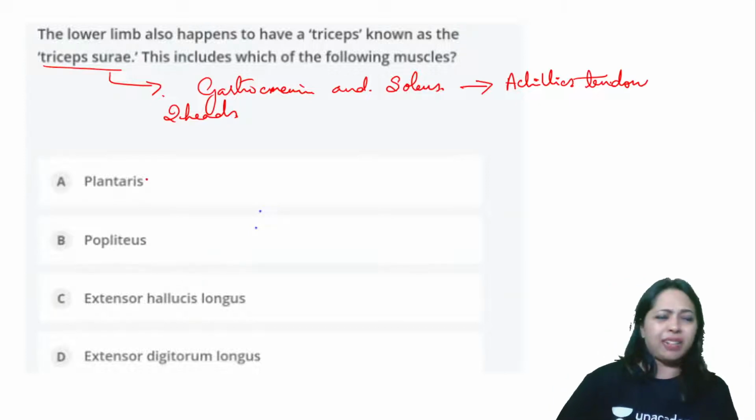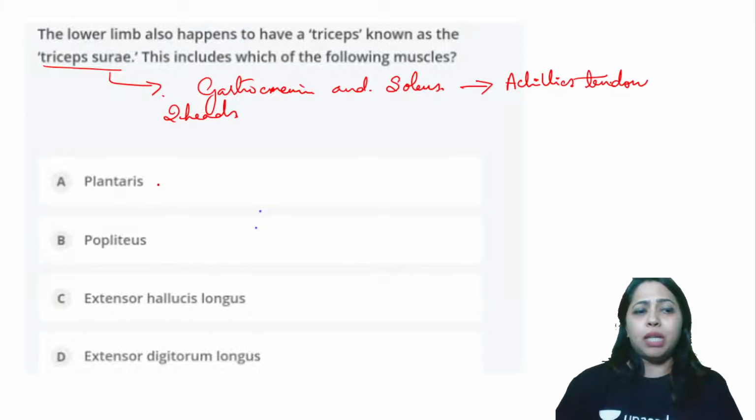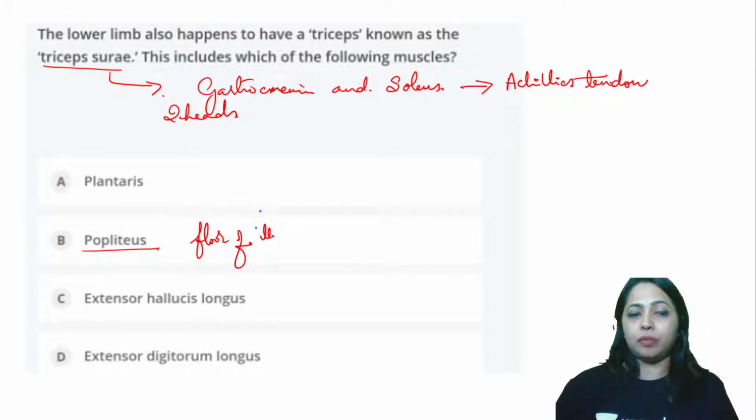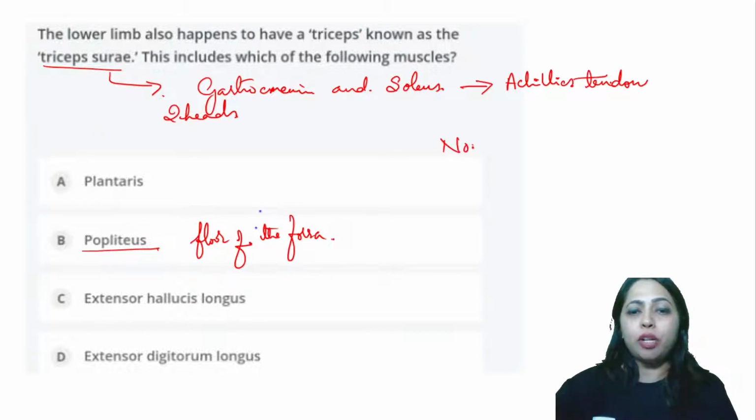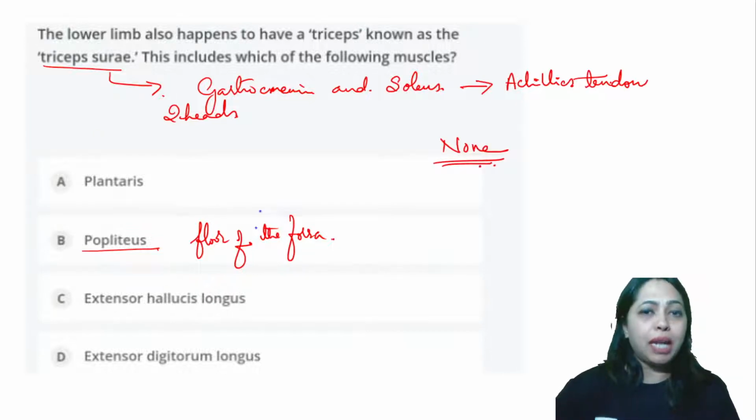So here the plantaris actually won't come into picture. Plantaris and popliteus also no. There is extensor hallucis longus, extensor digitorum. Popliteus forms the floor of the fossa. So you can include popliteus, but that is not a part of triceps surae. Okay. So here there should have been an option none. So none of them form the triceps surae.